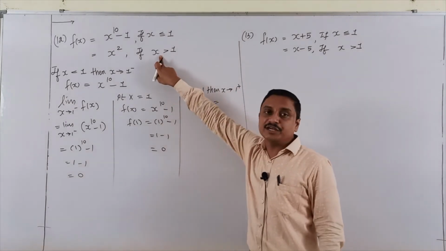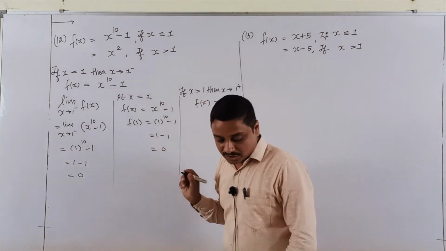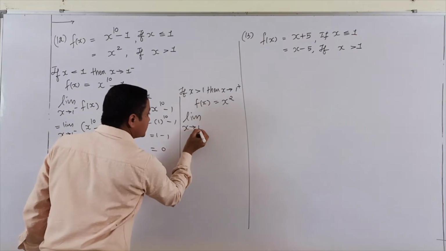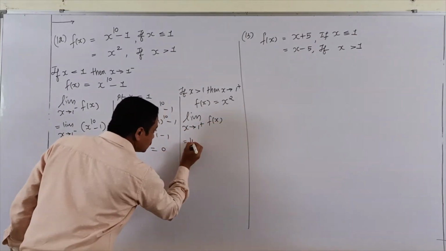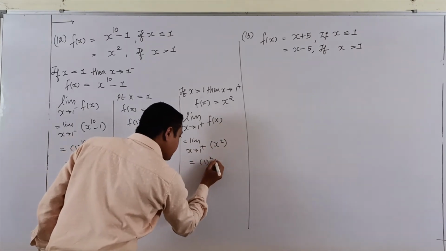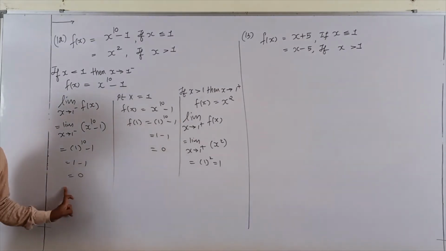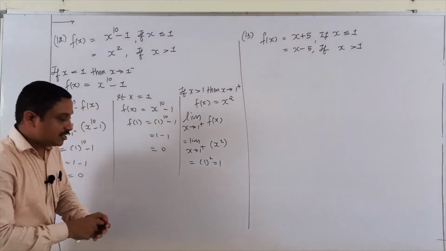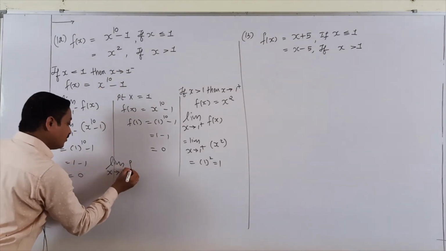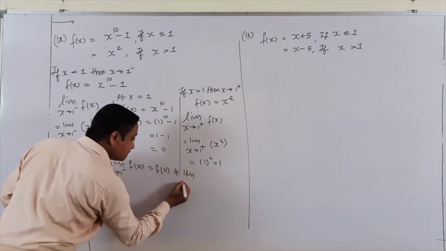And which function is for x more than 1? Yes, it is only and only x square. So I just start with x tends to 1 plus of the function. Applying the value, it is 1 square. Finally check, are all the same? No, all values are not the same. So I write down, limit x tends to 1 negative of the function is equal to f of 1, but they are not the same.